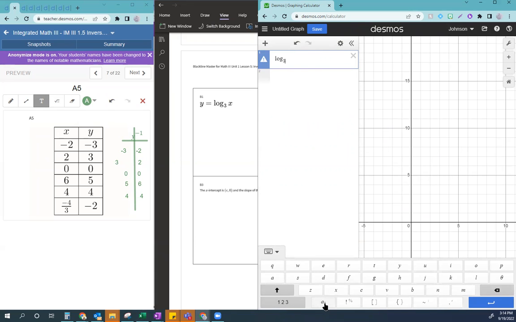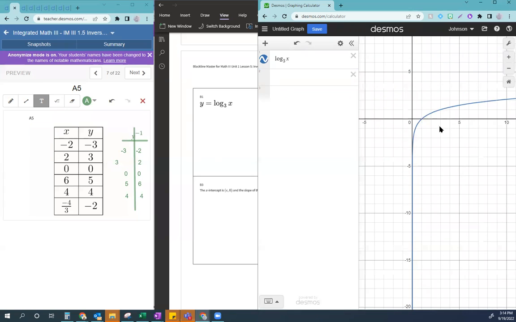So log base 3, and then I'm plugging in -3. I should get out -2. And then I plug -3 here and it says undefined. Why is it undefined? If I graph log base 3 of x, you can see I was trying to plug in a -3, but the graph doesn't live on the negative side. That's one of the things you'll learn about logs.